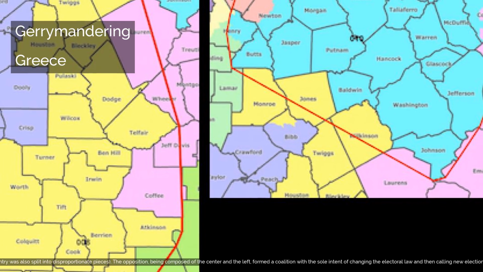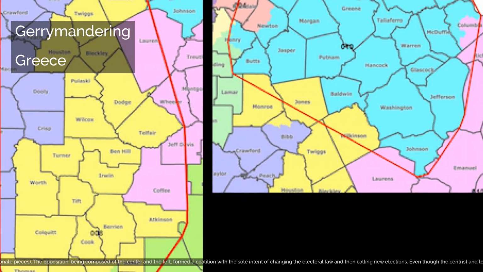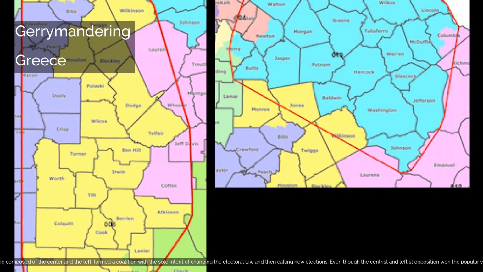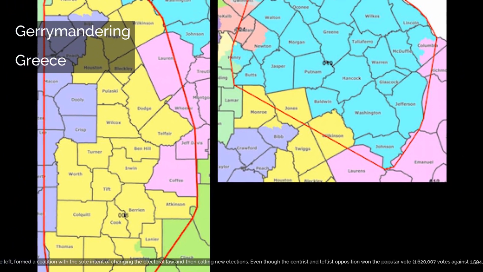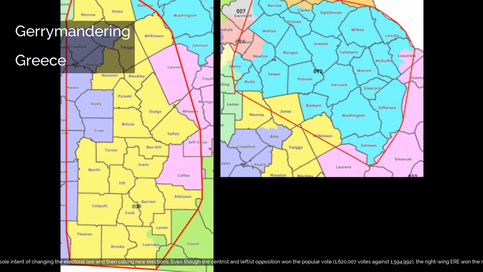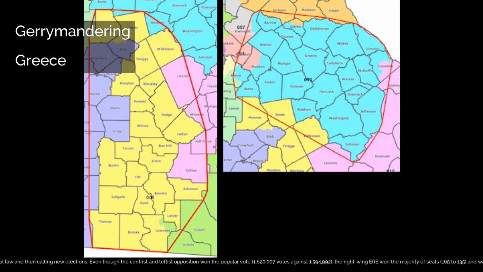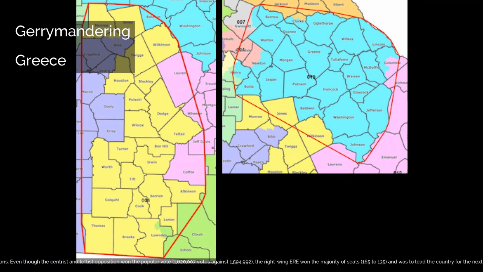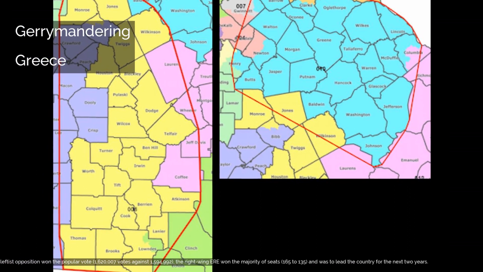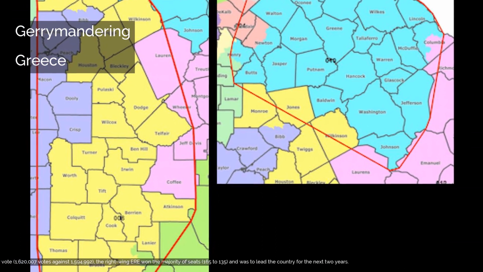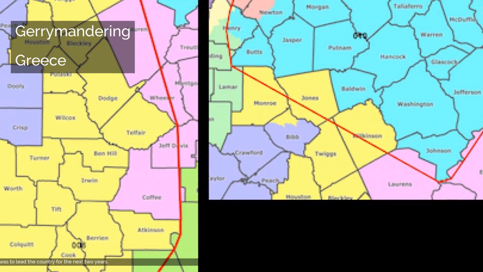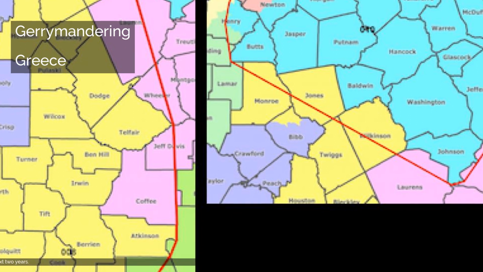The opposition, being composed of the center and the left, formed a coalition with the sole intent of changing the electoral law and then calling new elections. Even though the centrist and leftist opposition won the popular vote, 1,620,007 votes against 1,594,992, the right-wing ERE won the majority of seats, 165 to 135, and was to lead the country for the next 2 years.